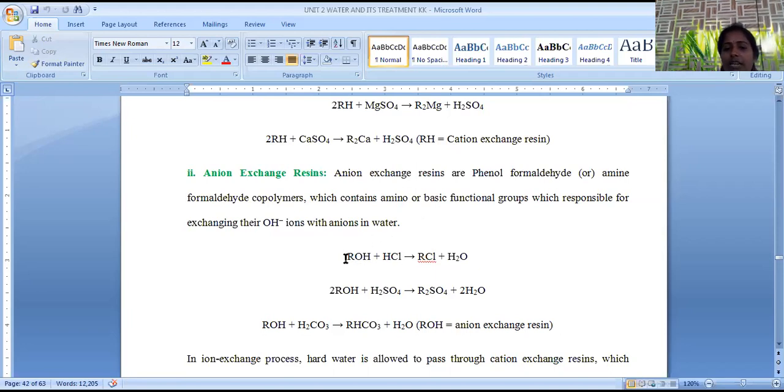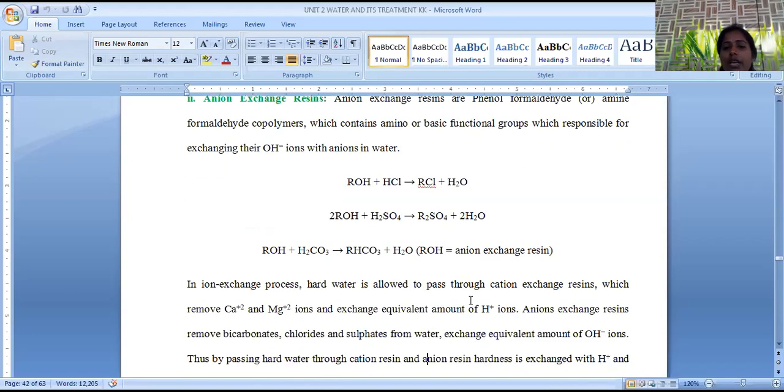Chloride ions are retained by the resin and OH minus is released into the water. Finally, it is converted into H2O. Then RCl is formed because chlorides are retained by this resin. In the same way, when sulfuric acid is there in the water, generated in the cationic resin, sulfate ions are retained by the resin and water is the ultimate product.